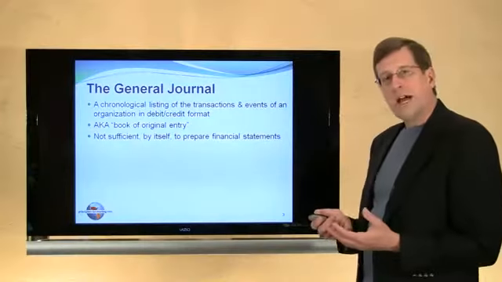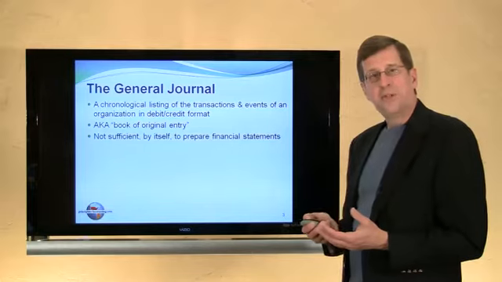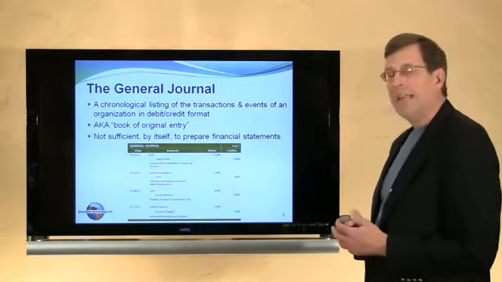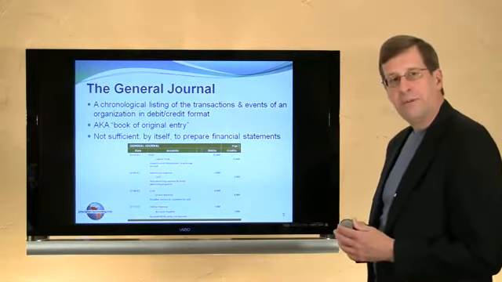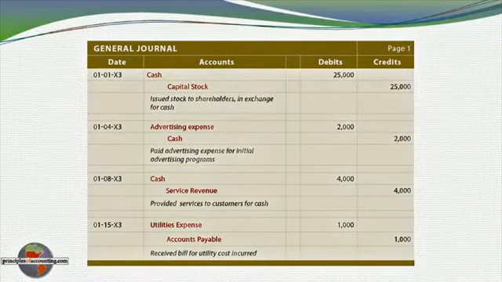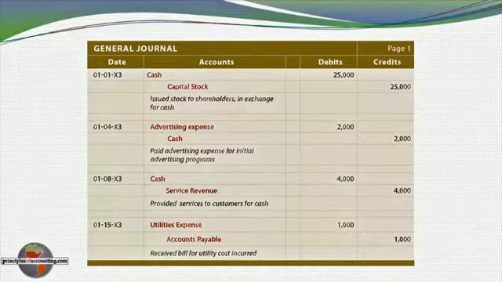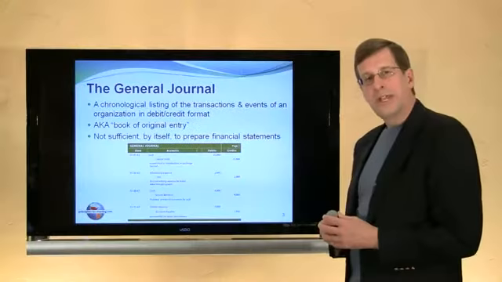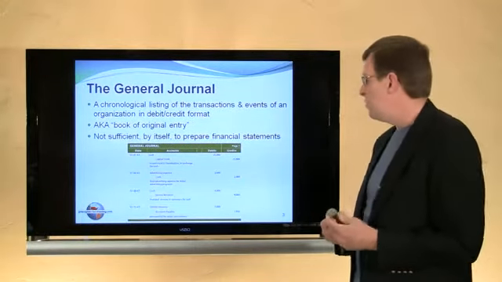The general journal is not sufficient by itself to prepare financial statements. It is simply a listing, and here's an example of a general journal. It is simply a listing of all of the transactions and events as they occur, described in their debit-credit effect. We'll look more closely at the journal entries in just a few moments.